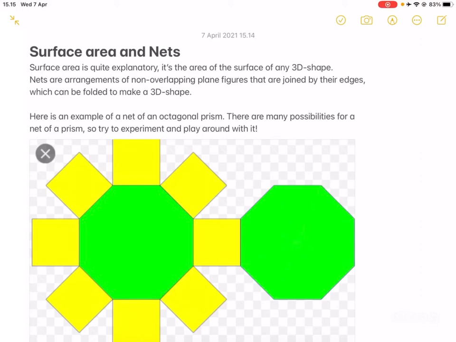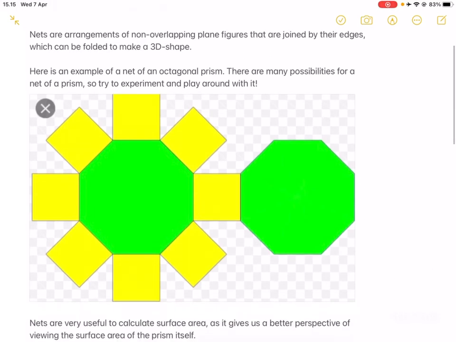And an example of a net is as shown here. This is a net of an octagonal prism, which is a prism with a base of an octagon. And this is not the only valid net for an octagonal prism. There are actually more. So you can play around with this game of finding the nets of prisms and stuff, and let me know your results in the comments below.